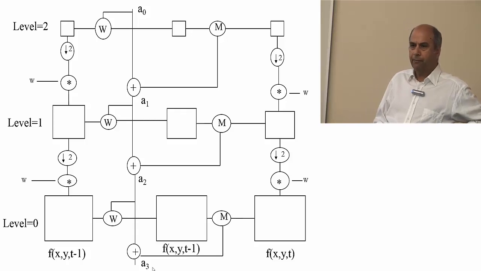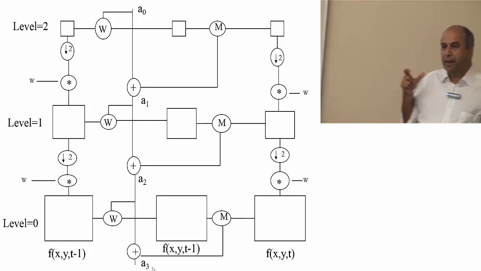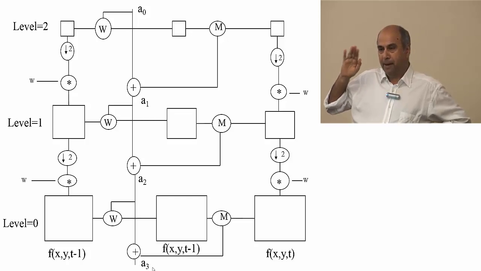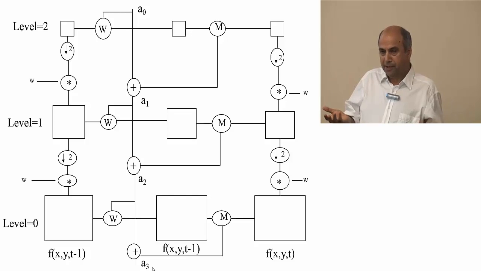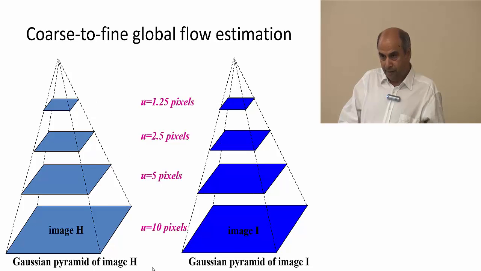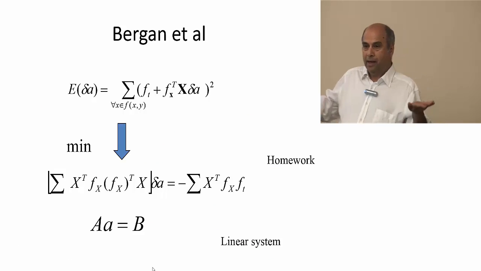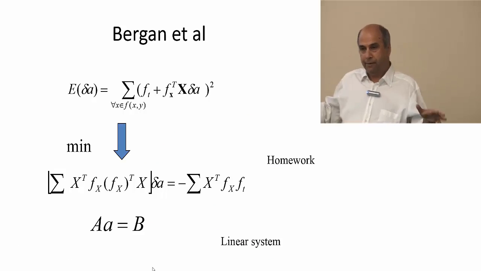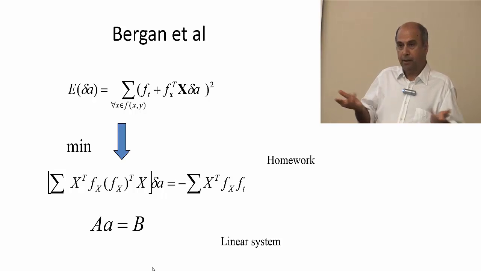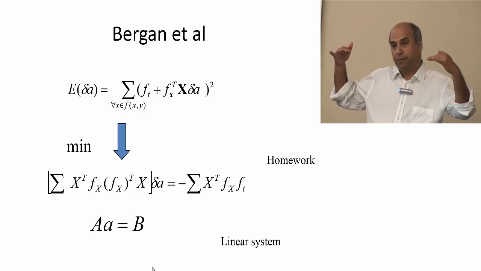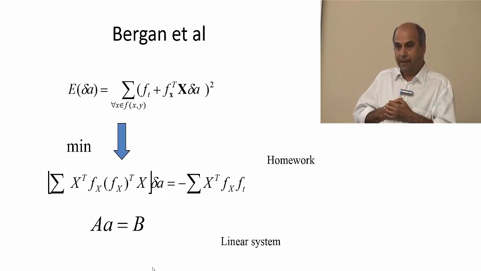I don't understand what that has to do with it. See, we are estimating 6 parameters. That number of parameters doesn't depend on the levels. You can estimate the 6 parameters at one level. This is a linear system, is that right? At one level, I get fx, fy, ft at every pixel, and I put them in there, I can estimate the A. The reason we are doing the different levels is to reduce the motion so that we can get a better estimate.